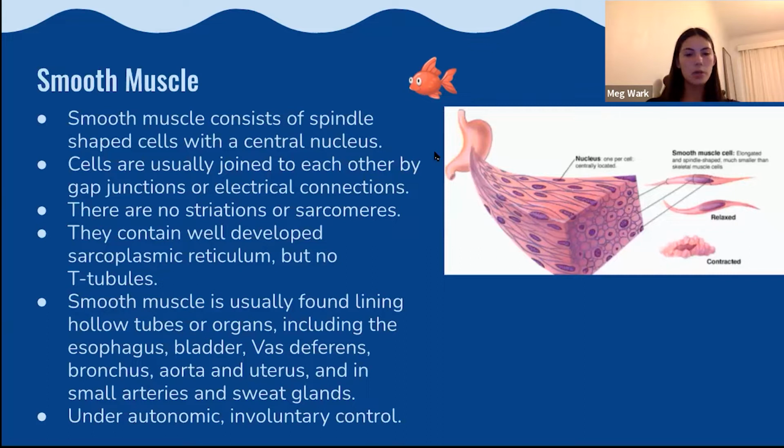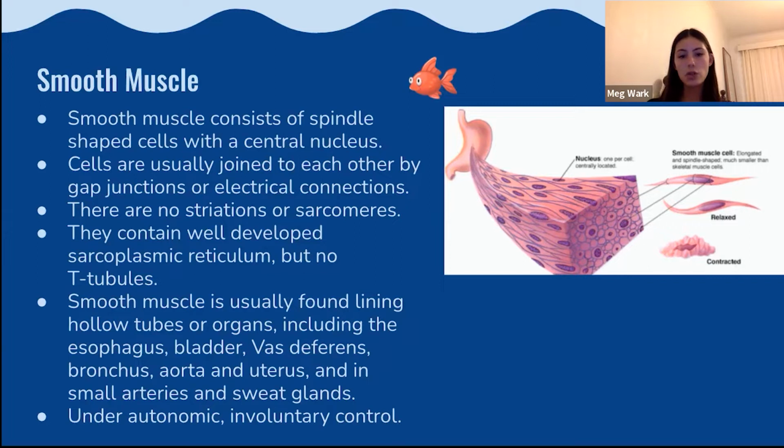So smooth muscle consists of spindle-shaped cells with a central nucleus. They will only have one nucleus. Cells are usually joined to each other by gap junctions or electrical connections. And smooth muscle doesn't have striations or sarcomeres. They contain well-developed sarcoplasmic reticulum, but they don't have T-tubules.